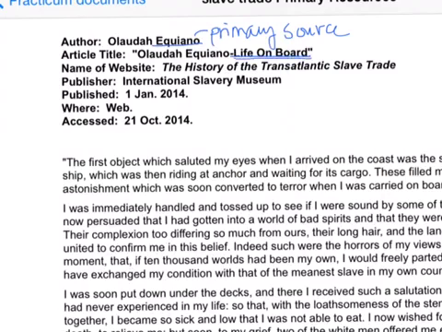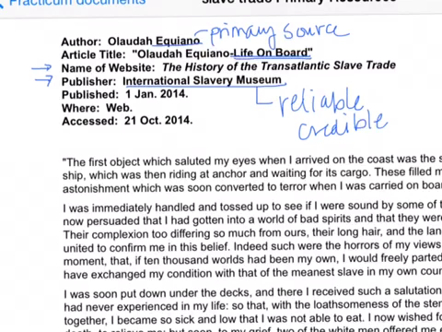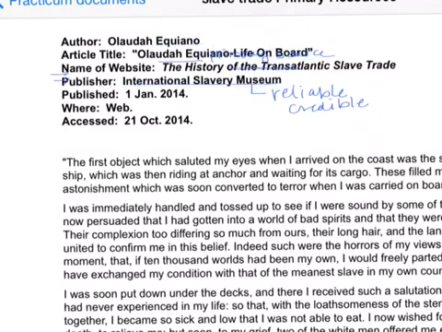And then the name of the website. So remember, we're always extra careful about the reliability and credibility of websites. So the History of the Transatlantic Slave Trade, published by the International Slavery Museum. So since it's an international museum, we can assume that it is both reliable and credible. And I'm writing this on here so that later when I have to do my annotations, I am able to very clearly see the information I need to write my annotated bibliography.